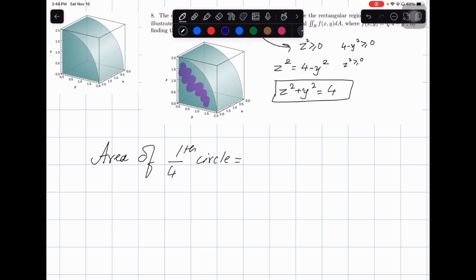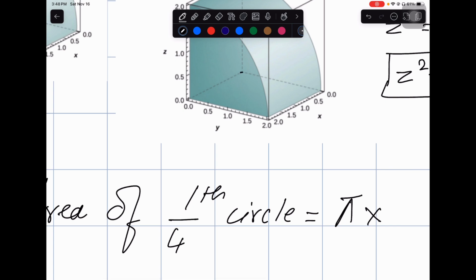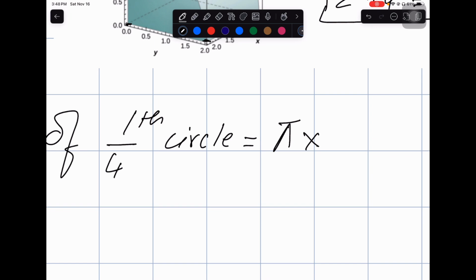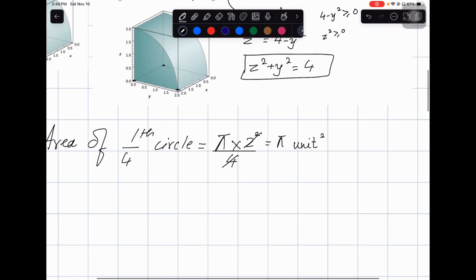is equal to the area of a circle divided by 4. The area of a circle is pi r squared. What is the radius for this circle? It goes from 0 to 2, so the radius is 2. So pi r squared divided by, since it's a quarter of a circle, 4. The 4 and 2 squared cancel each other out. So this would be pi, and since we don't know the unit, let's say unit squared for now. So the area of the quarter circle is pi unit squared.